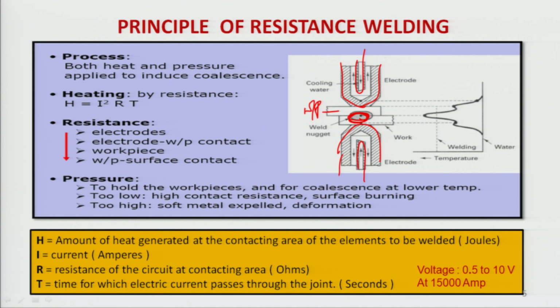Remember one thing, students, that here current is very high and the voltage is very low. So, the principle is this: because you are passing a very high current, heat is generated and welding is done, and at the same time voltage is low, which has its own advantage in resistance welding.